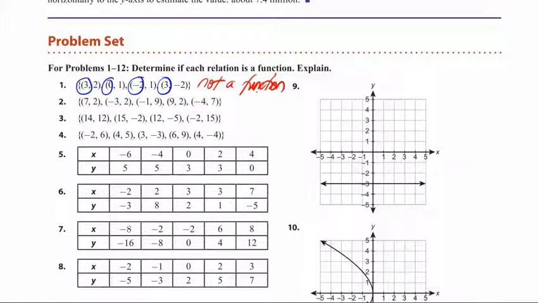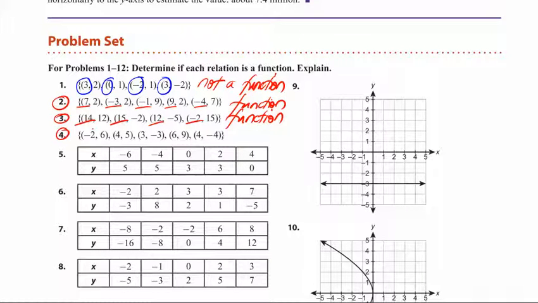Okay, let's check number 2. X is 7, -3, -1, 9, -4. Function. How do I know that? Well, x does not repeat. For whatever I have in here, all my inputs are different. This is a function. How about number 3? I got 14, 15, 12, -2. Function. No x repeats in here, right?